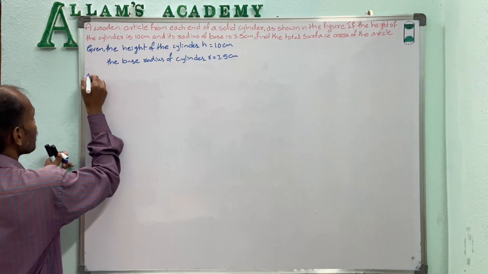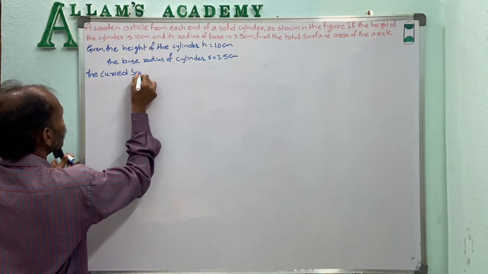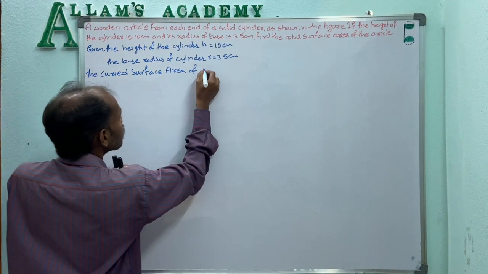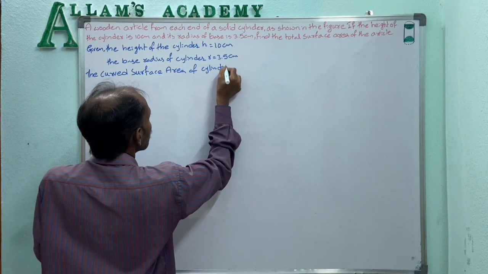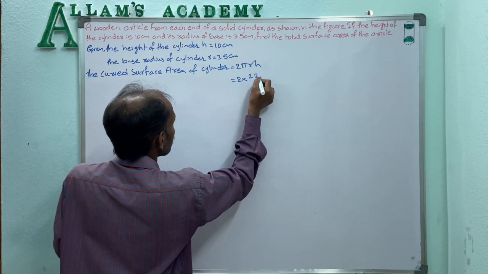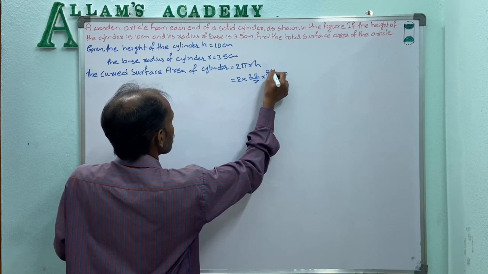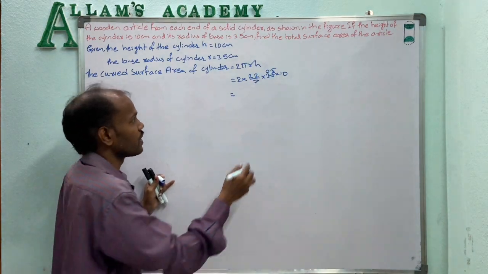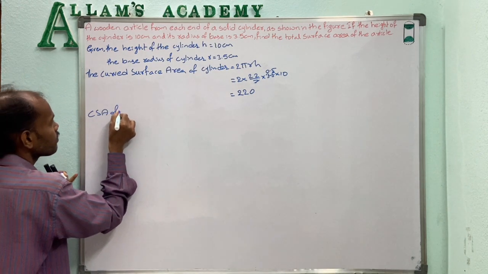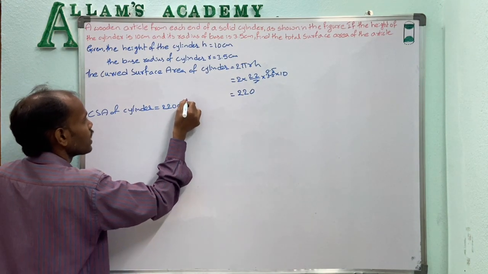Now, the curved surface area of the cylinder equals 2 pi r h, that is 2 into 22 by 7 into 3.5 into 10. So 7 ones are 7, 0.5. So 2 into 22 into 0.5 into 10, that is nothing but 220. So the curved surface area of the cylinder equals 220 centimeters square.